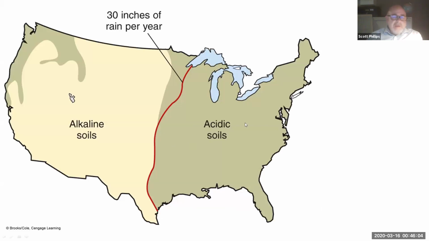So for example, in the wetter parts of the United States, you have more acidic soils, and in the drier West, you tend to have more alkaline soils. So it tends to correlate with the type of climate you have as well. Also, plants tend to add some acidity to the soil. You have more plants where it's wet.